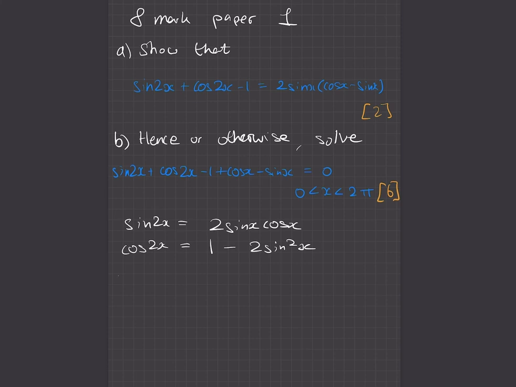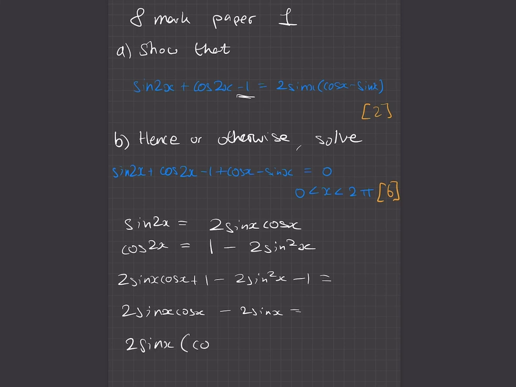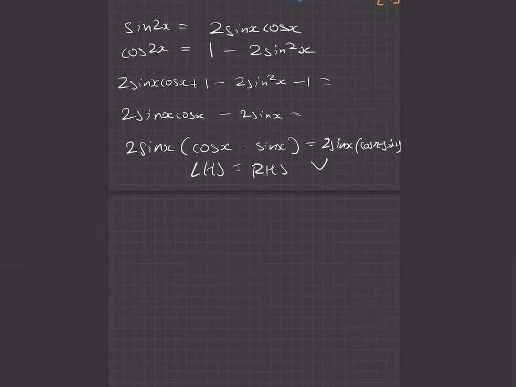So we can replace this. That means we'll have 2 sine x cos x plus 1 minus 2 sine squared x minus 1. Remember, because we've got this minus 1 over here. Equals, and then these ones are going to cancel. So it's 2 sine x cos x minus 2 sine squared x, and then we can factor out 2 sine x, and we're going to have cos x minus sine x. And this is equal to 2 sine x (cos x minus sine x), which is what they have over here. So left hand side equals right hand side, done. That's easy, 2 marks, just have to use the double angle.